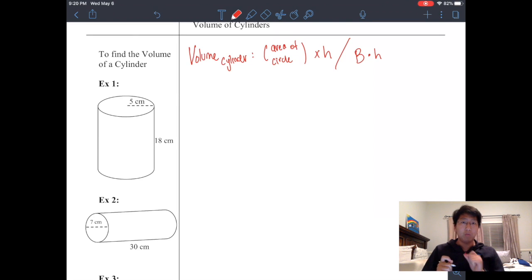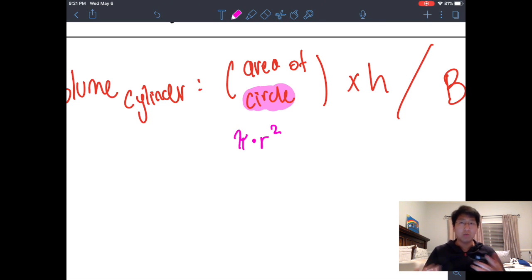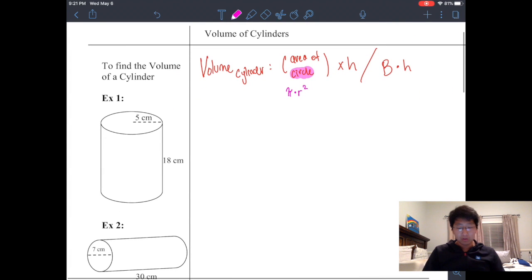Now, if you don't remember how to find the area of a circle, that's why these are different notes, okay? The area of a circle, I'm going to highlight this in pink. And I'm going to say that the area of a circle is pi times the radius squared. Okay? So pi is a button you could click on the calculator. It's also, right, 3.14. We can use 3.14 for pi. So let's go over a couple of examples.